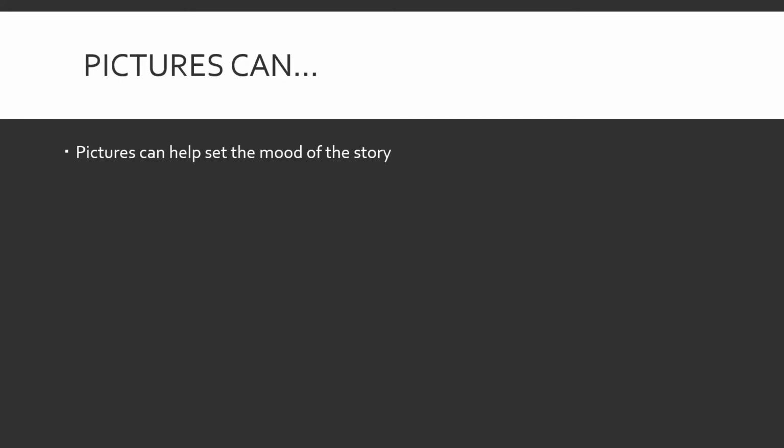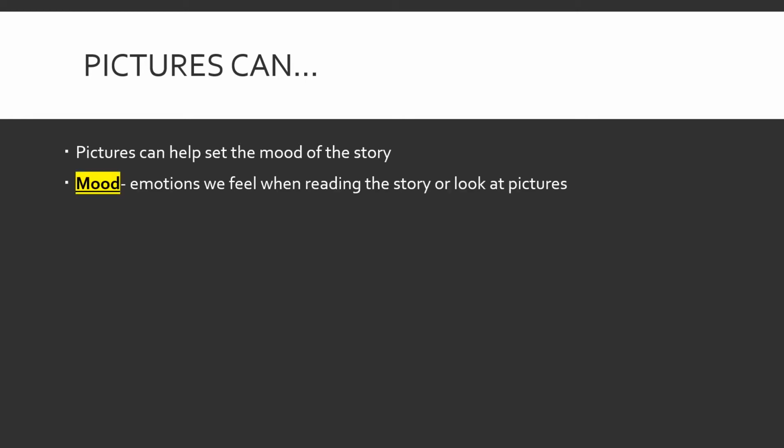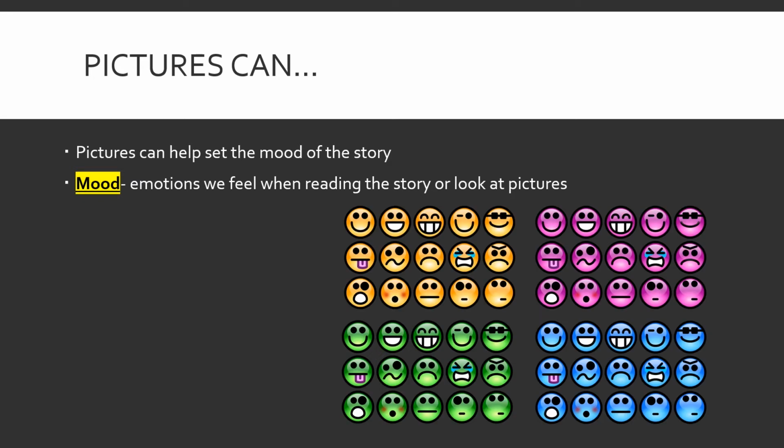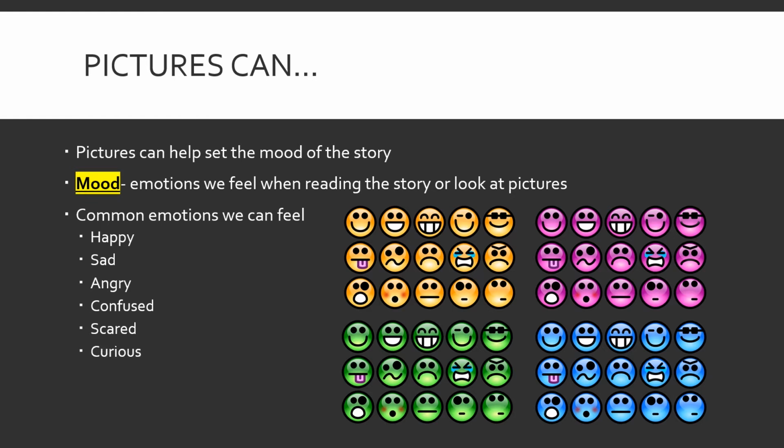Pictures can also help set the mood of the story. The mood is the emotions you feel when reading the story or when you're looking at pictures. Now, I know there's a lot of feelings we can feel. Here's a list of some of the common emotions that we can feel. We can feel happy, or sad, or angry, or confused, or scared, or curious.